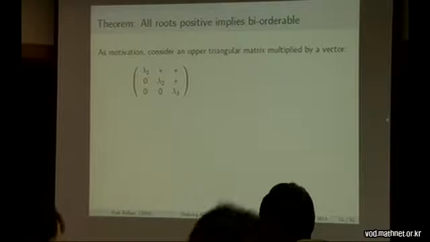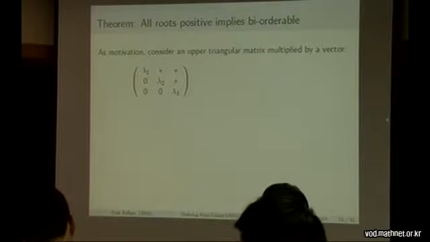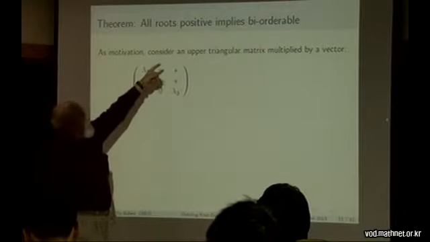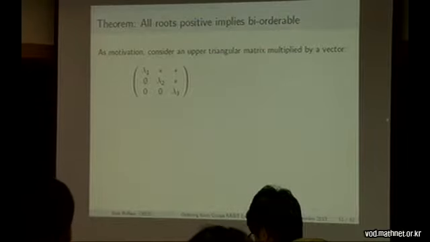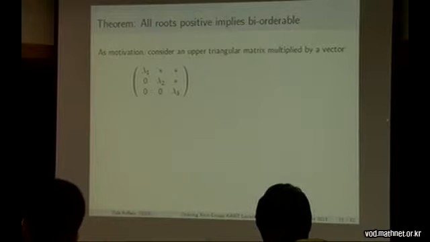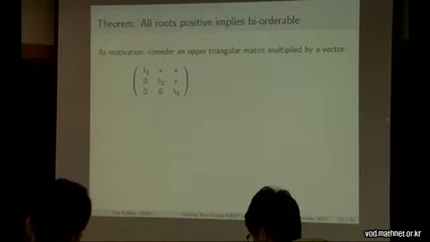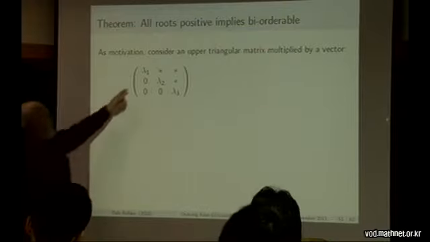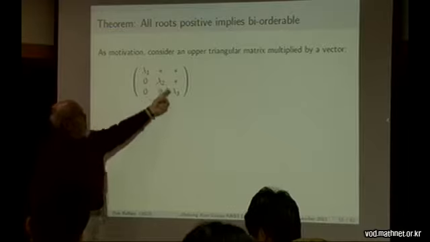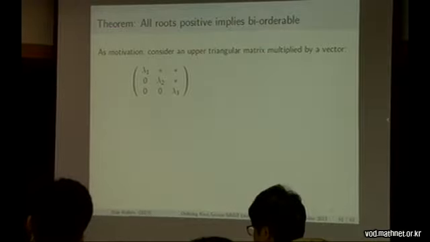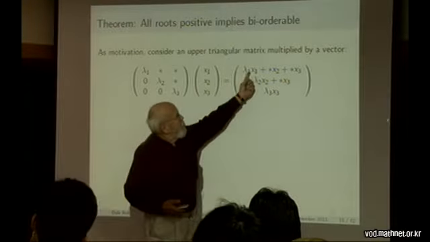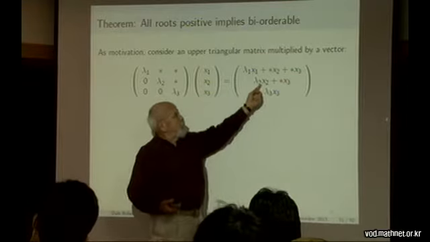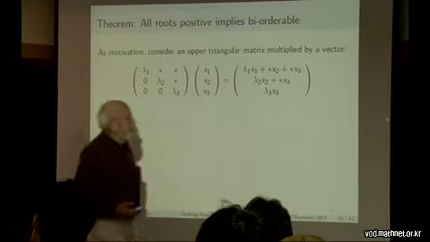The first theorem was, well, abbreviated: if all the roots of the Alexander polynomial are positive, then the knot group is biorderable. Now, to motivate the proof, let's do a little linear algebra. Suppose you have an upper triangular matrix with eigenvalues lambda 1, lambda 2, lambda 3, and look at its product with an arbitrary vector. You get lambda 1 x1 plus stuff, lambda 2 x2 plus stuff, lambda 3 x3.